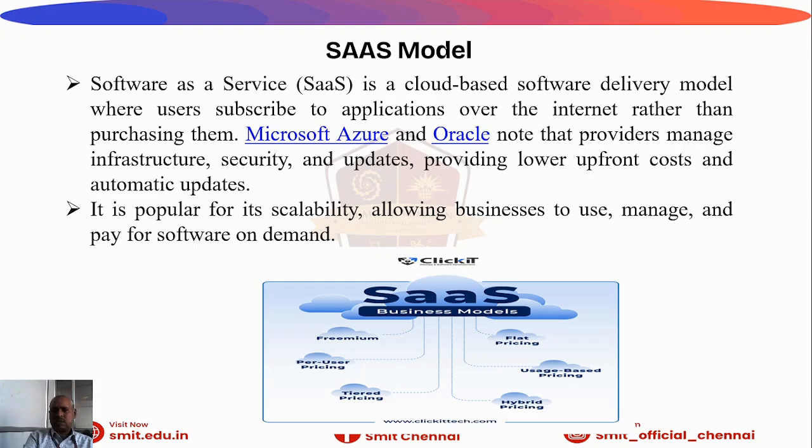This is a business model. How are we doing business with software as a service? First one is premium and fast pricing, per-user pricing, and tiered pricing. Tiered pricing means we set tier 1, tier 2, tier 3 companies, and this is per user, peak and non-peak hours, non-peak consumers, premium users. Next one is hybrid pricing, usage-based pricing, and flat pricing. These are the basic models for how we are consuming our product.